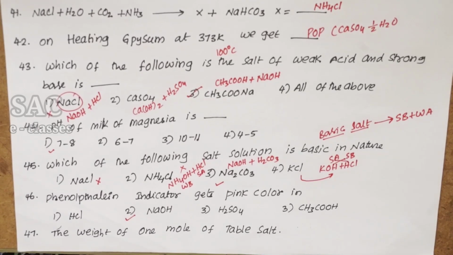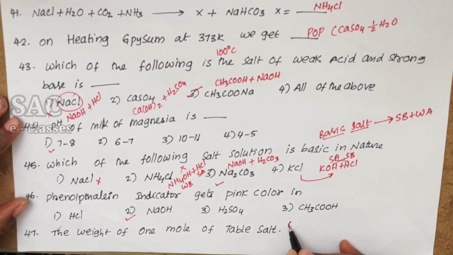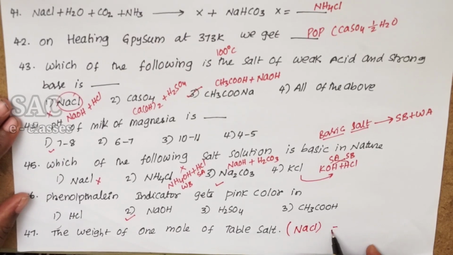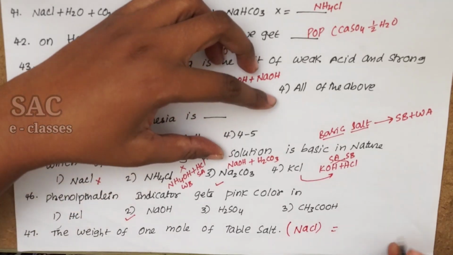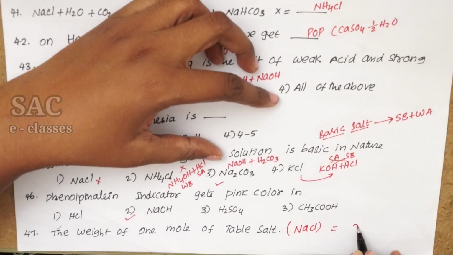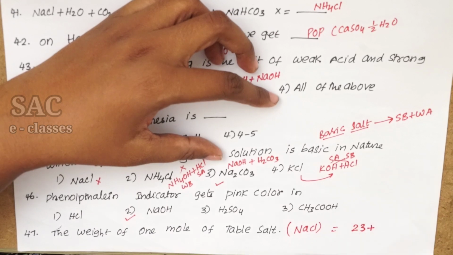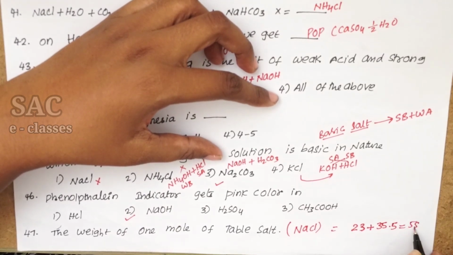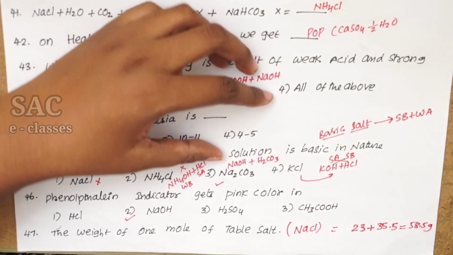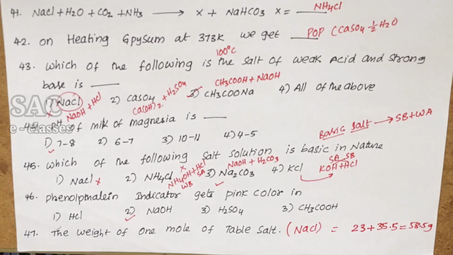Weight of 1 mole of table salt. What is table salt? It is NaCl. Indirectly they are asking what is the 1 mole weight, the molecular weight of NaCl. The atomic weight of Na is 23 and the atomic weight of chlorine is 35.5. Simply, 58.5 grams is the weight of 1 mole of table salt. Let's move to the next one.